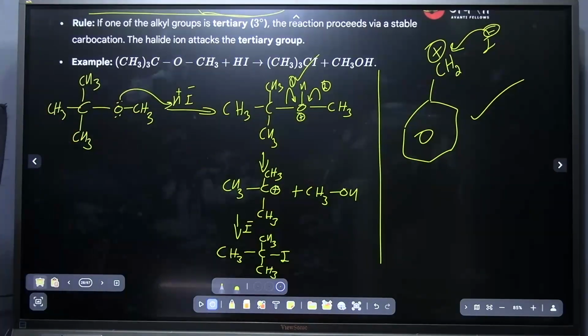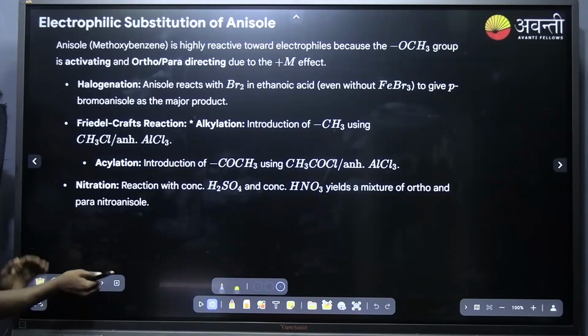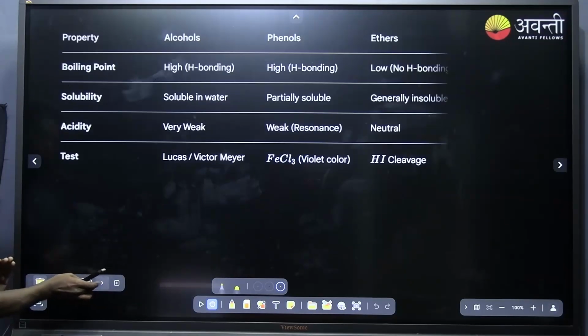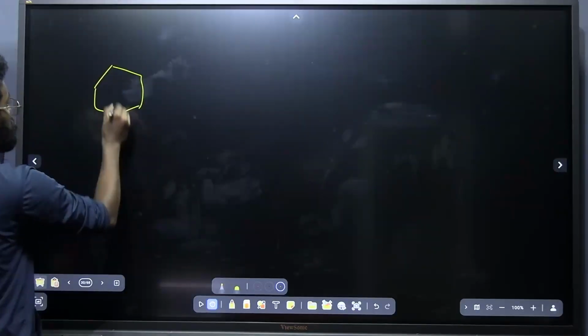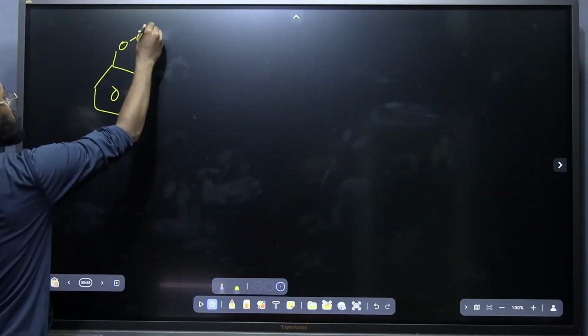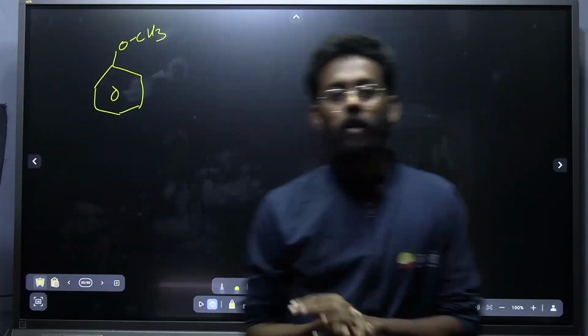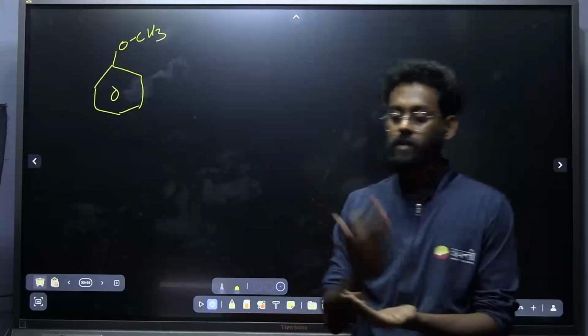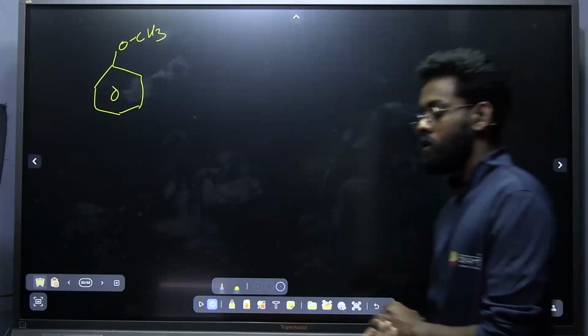Yes. This is the complete idea about this chapter, alcohols, phenols and ethers. Now one more point is there, that is the electrophilic substitution of anisole, in the case of ether. We all know anisole, C6H5OCH3. Is this anisole an electron donating group or an electron withdrawing group? Is it activating or deactivating? Electron donating group.